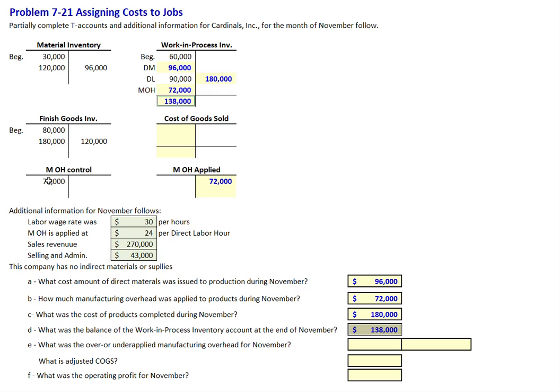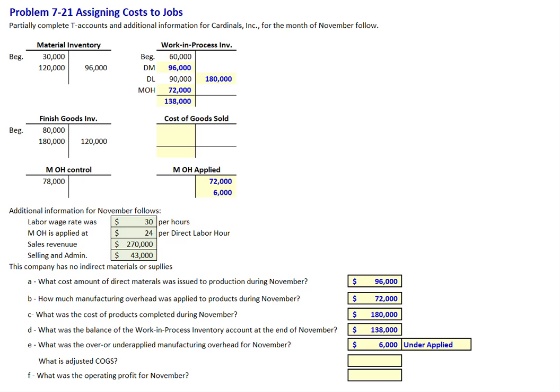Our next question, question E, asks, what was the over or under applied manufacturing overhead for November? We had actual manufacturing overhead, which we record in the manufacturing overhead control account of $78,000. Our applied manufacturing overhead is $72,000, and of course the difference between those two is $6,000. So we had $6,000 of under applied manufacturing overhead. And of course that under-applied manufacturing overhead would have made work in process too low, finished goods too low, and eventually cost of goods sold too low.